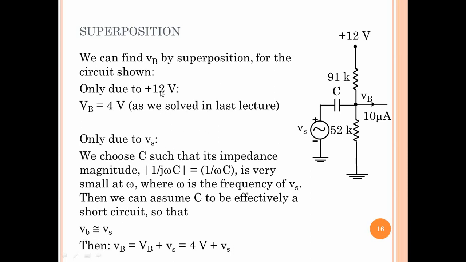Then we apply superposition. So we get a total VB, small v capital B, equal to the VB due to the 12 volts and the VB due to the AC. So 4 volts plus Vs. Now this is exactly what we wanted.